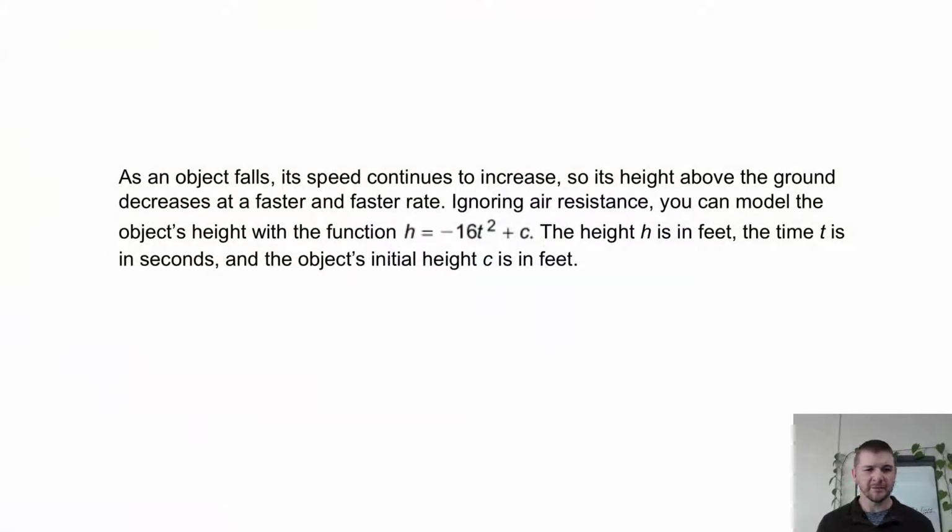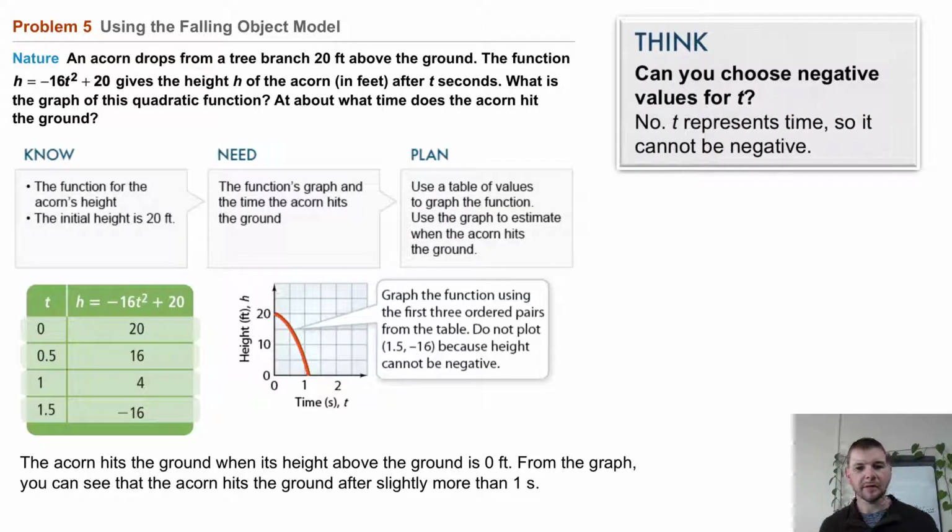As an object falls, its speed continues to increase, so its height above the ground decreases at a faster and faster rate. Ignoring air resistance, you can model the object's height with the function h equals negative 16t squared plus c. The height h is in feet, the time t is in seconds, and the object's initial height c is also in feet. Problem 5.